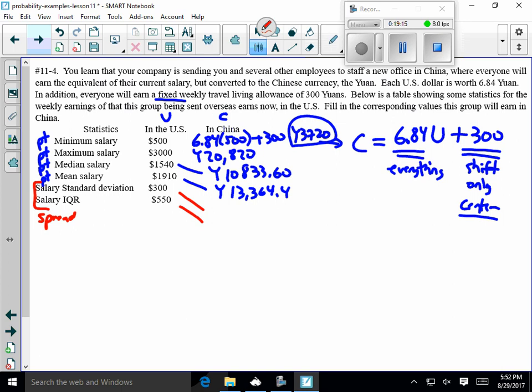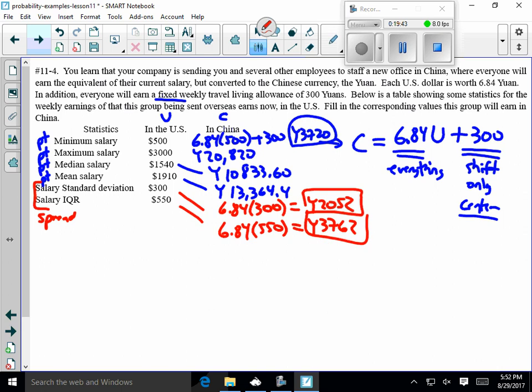But when I come to these measures of spread only, I'm only going to multiply by 6.84. So for example, I would say this is 6.84 times 300, and I'm not going to add the additional 300 because that shift will not affect the standard deviation, this measure of spread. So this would be 2,052 yuan for this. And this one would be 6.84 times 550, or 3,762 yuan.